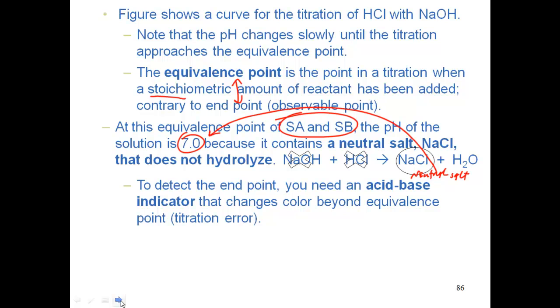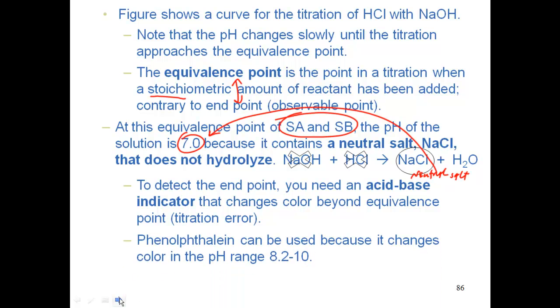To detect the endpoint, we need some acid-base indicator that changes color beyond the equivalence point. That basically gives you your endpoint. And that difference between the endpoint and the equivalence point is what we refer to as the titration error. You want that to be very small. You want it to be 1 drop difference between equivalence point and endpoint if possible. And there are ways to get around that error. Like I said, do a blank, do a back titration, etc.